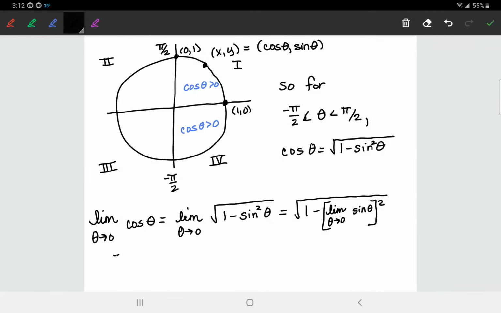All right, now we'll do our substitution. As theta approaches 0, 1 doesn't change. The limit as theta approaches 0 of the sine of theta is just 0. We'll square that. That's just the square root of 1 minus 0, which is just 1. Therefore, we can say the full limit, the limit as theta approaches 0 of the cosine of theta, is equal to 1.